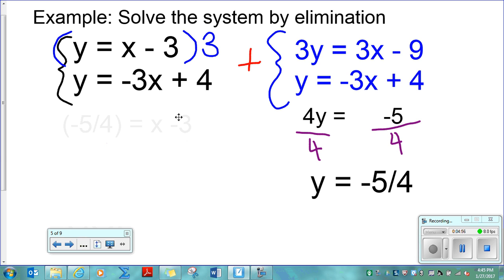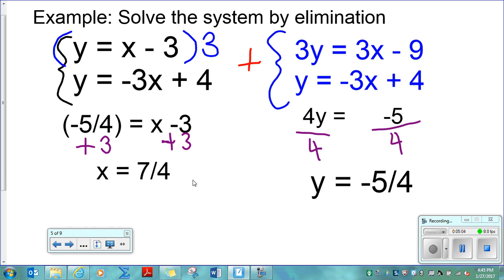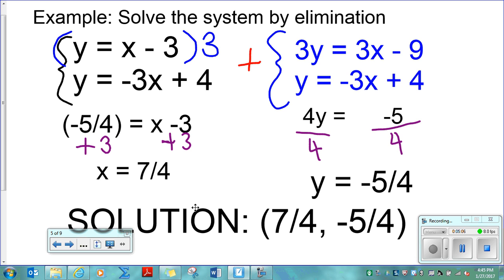So we're going to go ahead and plug that back in. Plug it in for the top one. That was easier numbers. So I go ahead and add 3 to both sides. I now get x equals 7/4. So my solution is 7/4 comma negative 5/4. Again, not the prettiest thing, but it works. And I can always check it.